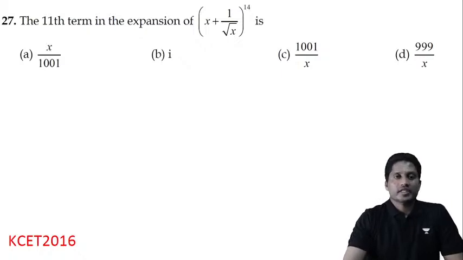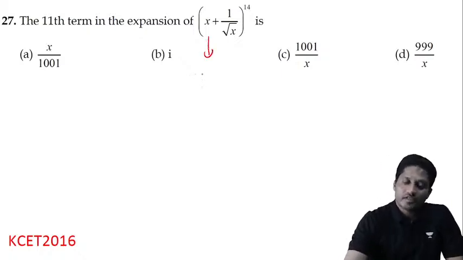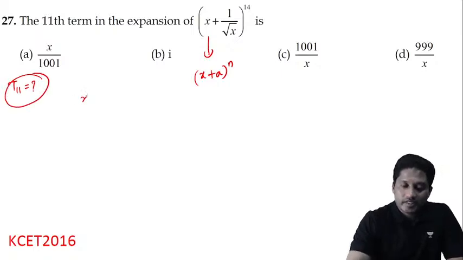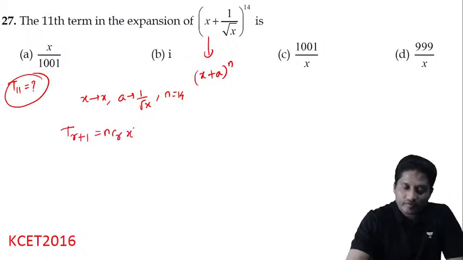The 11th term in the expansion of, compare this with (x plus a) the whole power n. I'm supposed to find out what is T11. This is equal to x only, right? And a is equal to 1 by root x, and n is equal to 14. T(r plus 1) is equal to nCr x to the power of n minus r into a power r.